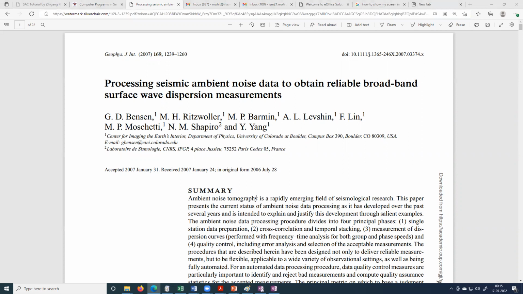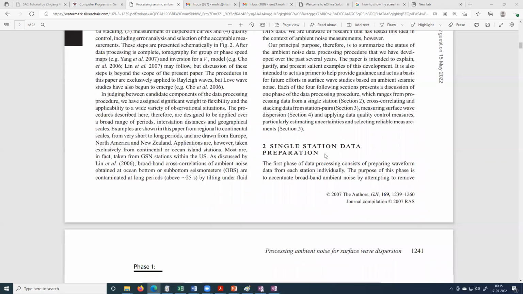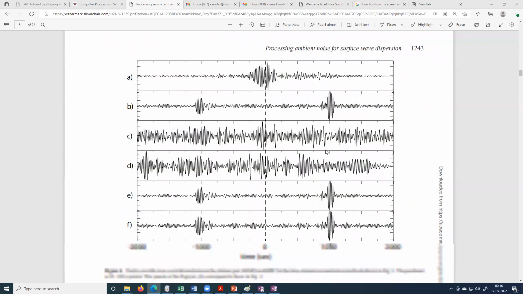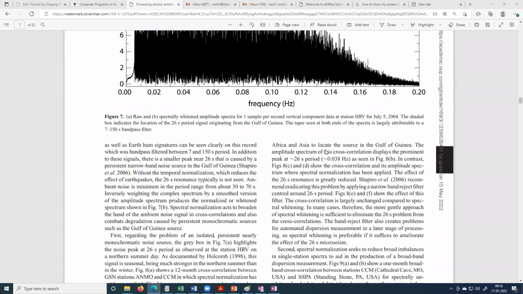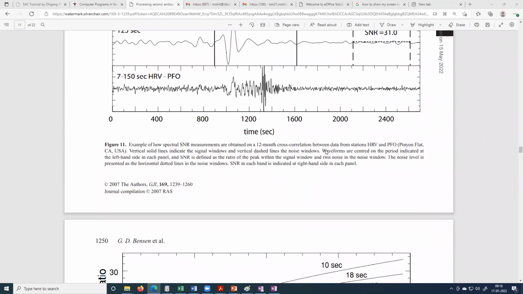So there is another paper for which I have sent you the link in the chat box. This paper is also a very important paper which talks about the processing of ambient noise data for deriving surface wave dispersion measurements. It was published around 2007, and it talks in a whole lot of detail about the steps you need to follow in order to calculate the Green's function from real data, and then also the frequency-time analysis for the computation of dispersion curves from the Green's function. The Green's function that we have just read about, obtained after cross-correlating, can further be used to derive the dispersion curve.